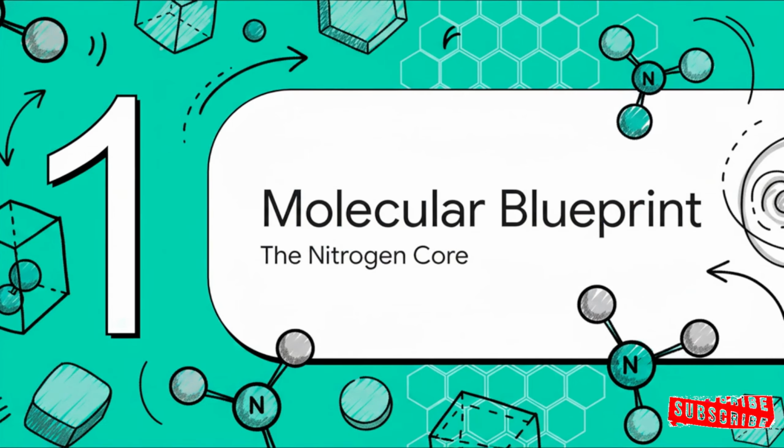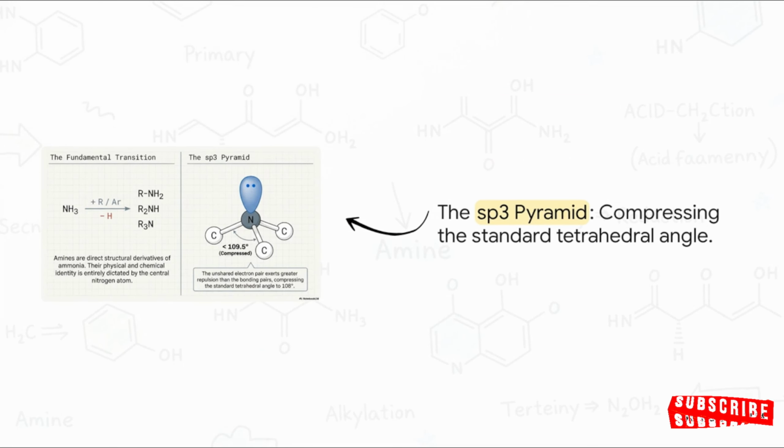Okay, part 1. Meet the molecular blueprint. Think about the geometry for a second. We're looking at a physical compression from your standard tetrahedral angle, squeezed right down to 108 degrees. Why? Well, imagine 3 people sitting on a regular 4-person sofa, but the 4th invisible occupant, our lone pair, is sprawling out, taking up just a bit more space. It physically forces the 3 visible bonds closer together, giving us this distinct sp3 pyramidal shape.